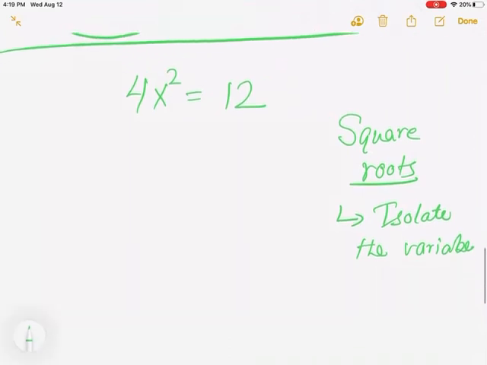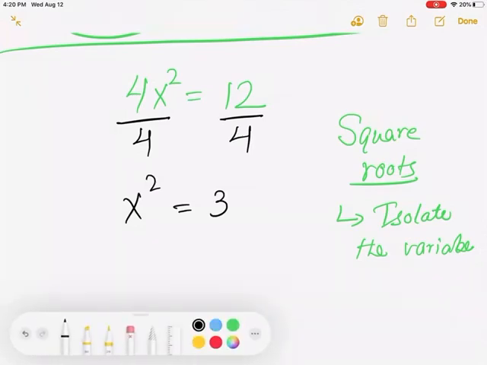How would you isolate that? I would divide both sides by 4. So this becomes x squared, and it's equal to 3. Now, some of you might say, why can't you take the square root in the first place? You cannot, because that square goes with just x, not the whole thing. If it goes with the whole thing, yeah, you can actually take the square root of the whole thing and get rid of that. But since that square goes with just x, that's the reason I have to isolate the variable first. Once I have that, now I can just do the inverse operation.